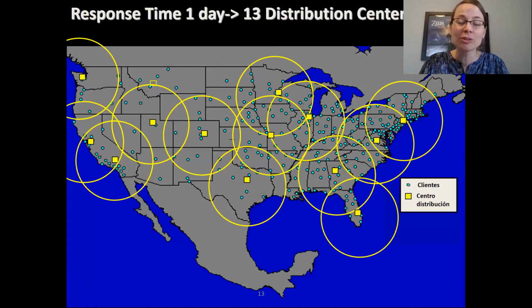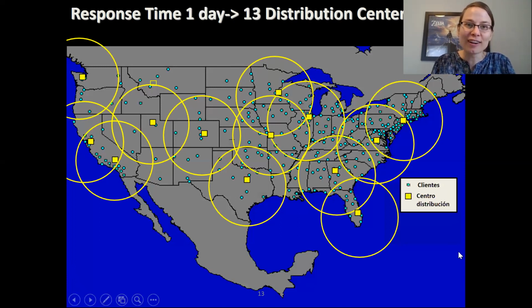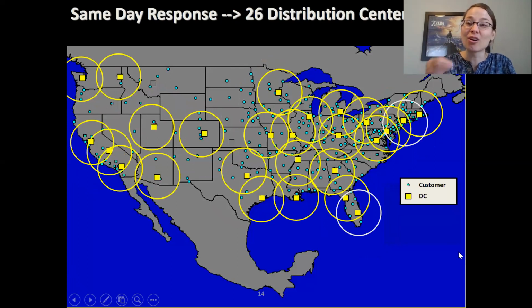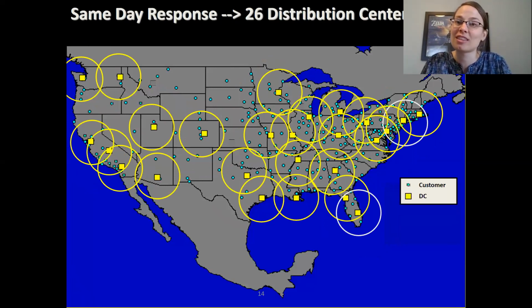So what would you do? Well, you'd probably have to pay for a faster mode of transportation if you said 1 day, or not provide that level of service to all customers. And so to think about this trade-off is you could then say, oh, I want same-day response. That takes 26 distribution centers. So if you remember from the last slide, I had 13. Now I have 26. I doubled the number of facilities.